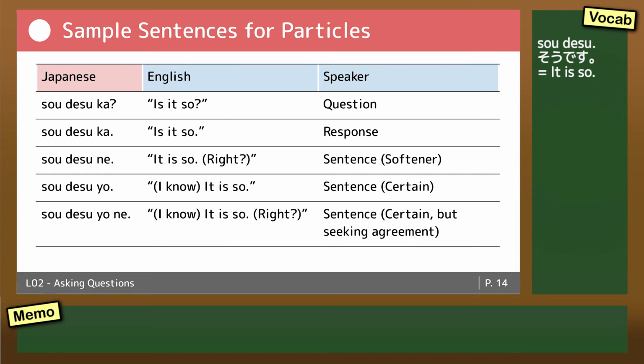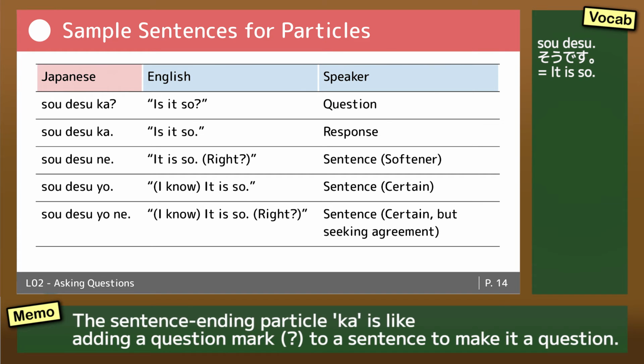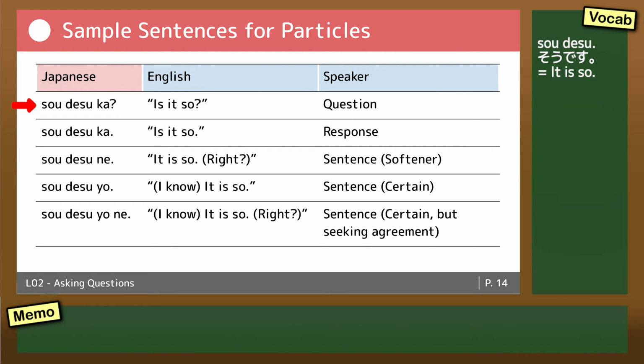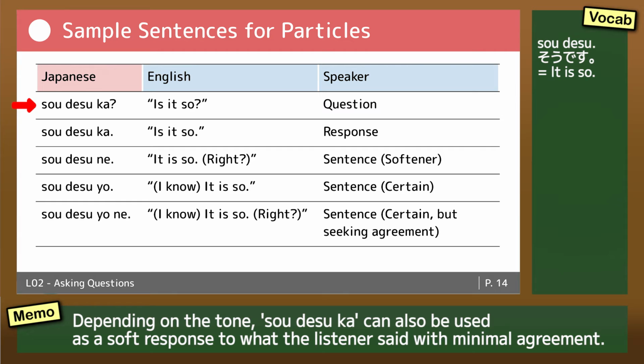Using the sentence, so desu, or it is so, as an example, the particle ka in so desu ka is added to the end of sentences to indicate that it is a question. It can be literally translated to question mark, as in, is it so? So desu ka is also used as a response, indicating that the listener understood what he heard with minimal agreement.